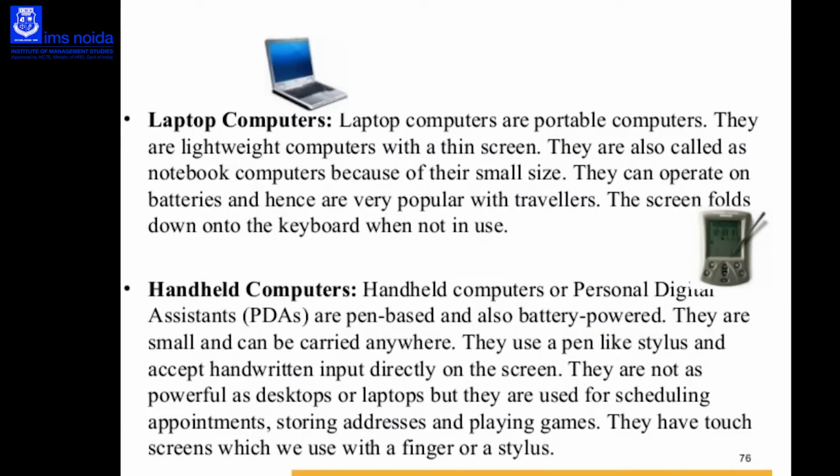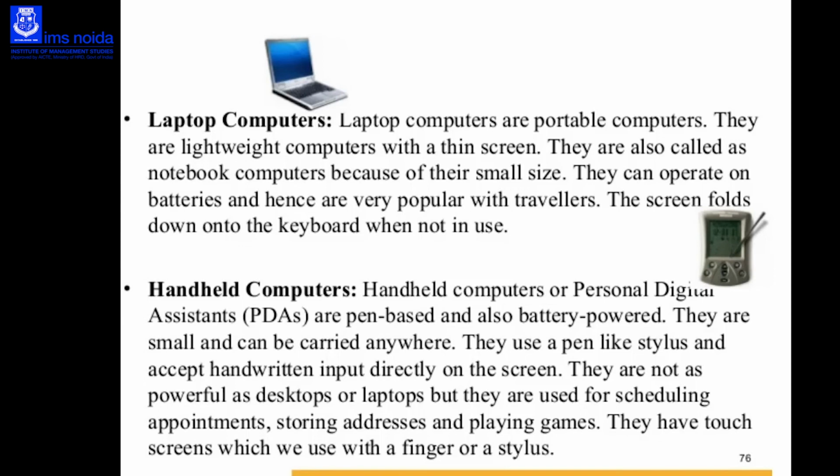Next it was classified into laptop computers, which are portable computers which you can easily carry, which can also operate on batteries, so they are very popular with travelers. And the last were handheld computers. Handheld computers are those computers which you can carry in your hand, like palm top computers, tablets, smartwatches, and smartphones. These are all included in handheld computers, which are very affordable. The processing speed in these devices is in milliseconds, and they can be used as standalone systems.